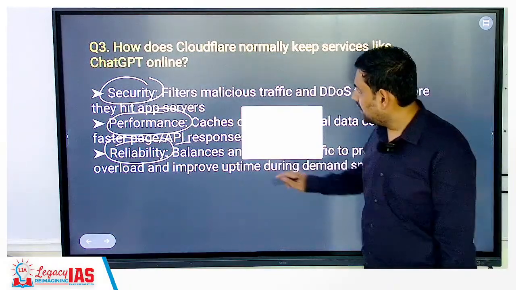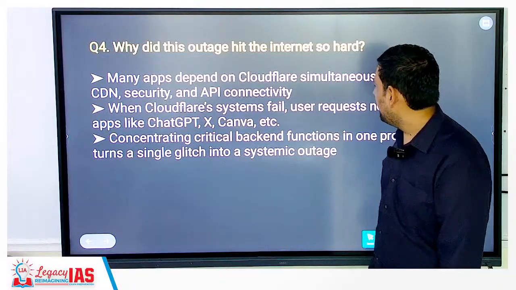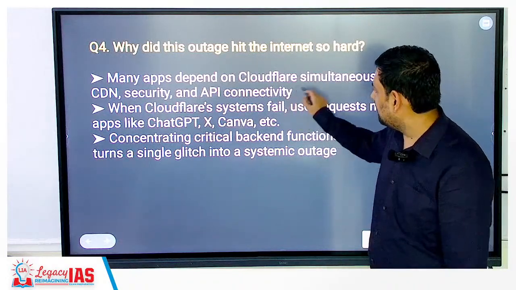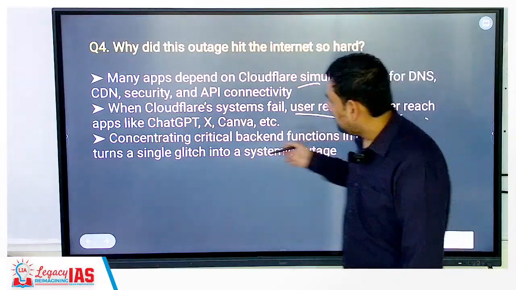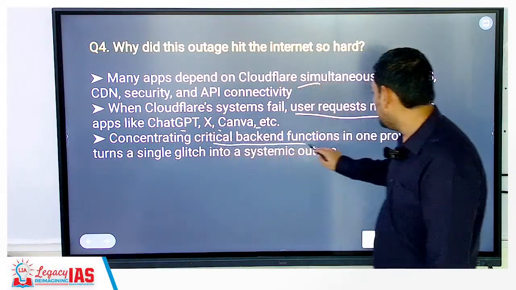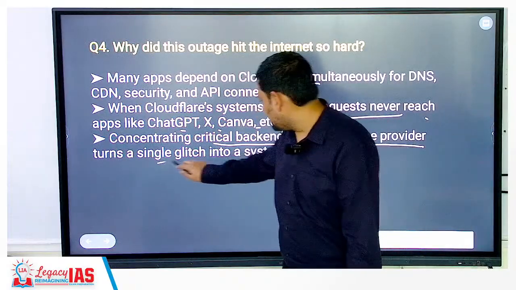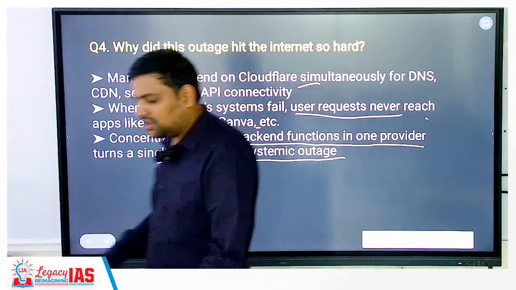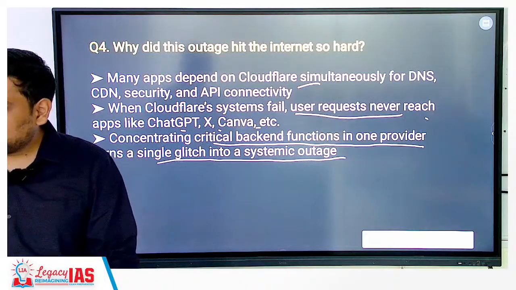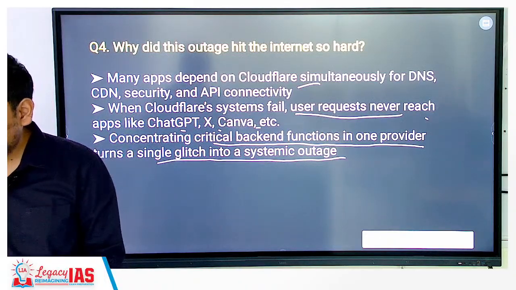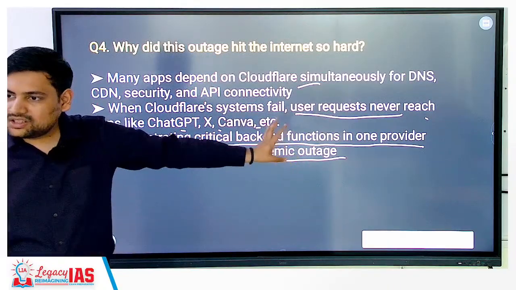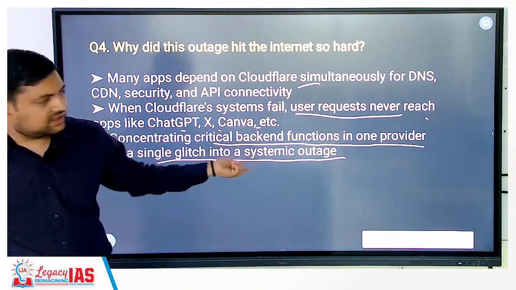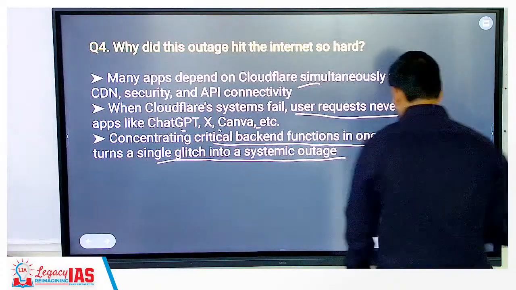Yeah, so many apps use this. User requests never reach ChatGPT, X or Canva directly. Concentrating critical back-end functions in one provider turns a single glitch into a systemic outage. Okay, like we did a similar article based on APIs, that there are only 3 APIs on which almost the entire internet depends. Correct. Similar is this. Now this is not an API. APIs are very difficult to change, but here also, one single intermediary is occupying 1/5 of the internet.